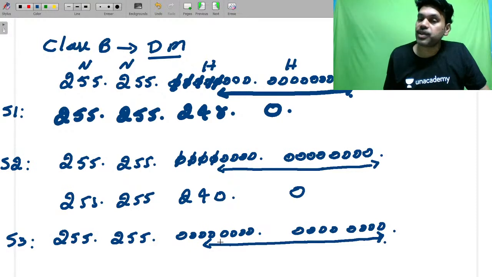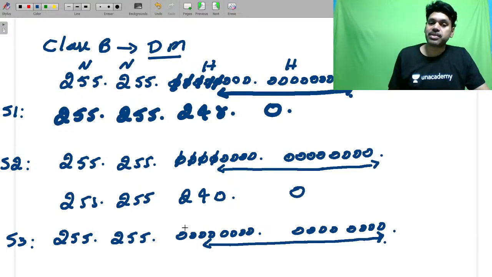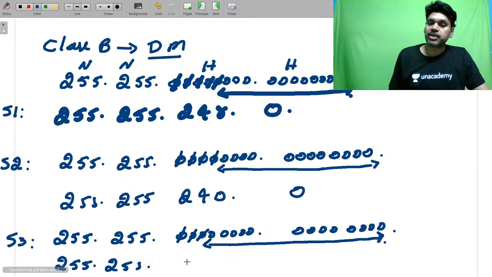Better you always take from right to left for the HID positions. That is a good behavior, that means a good working principle. So the mask is 255.255.224.0.